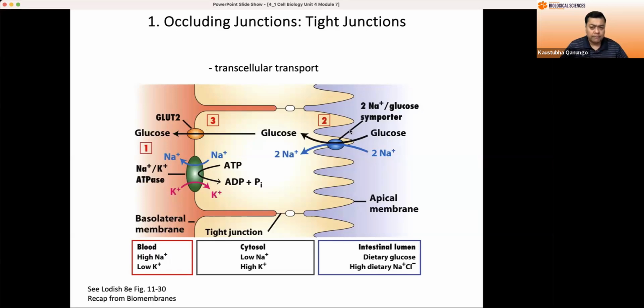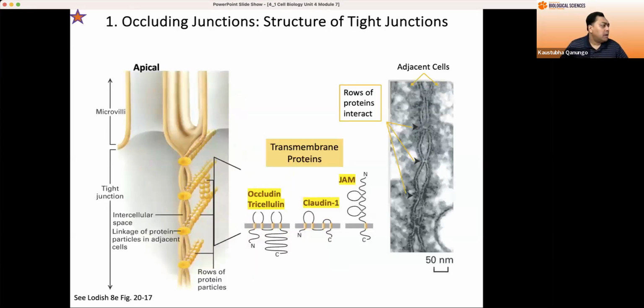And the GLUT2 will never be found on the apical surface. These are essentially being occluded. All right, so this is very straightforward. We are going to ask some of these questions: what are the occluding individual proteins?